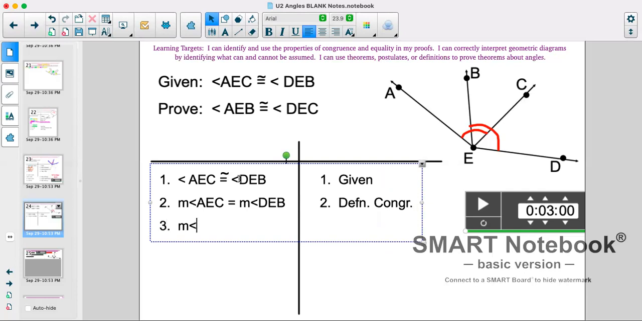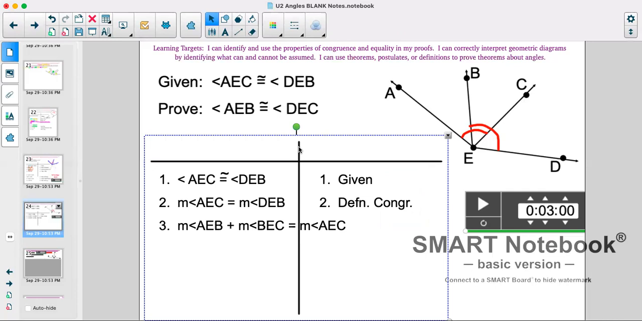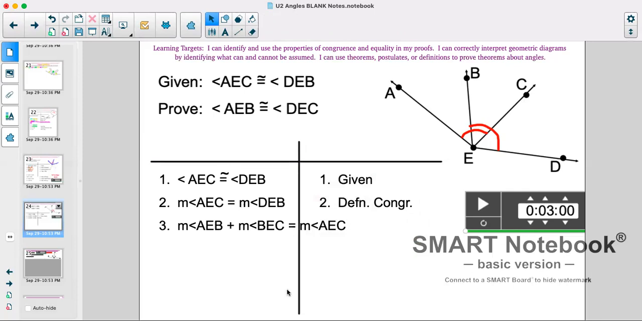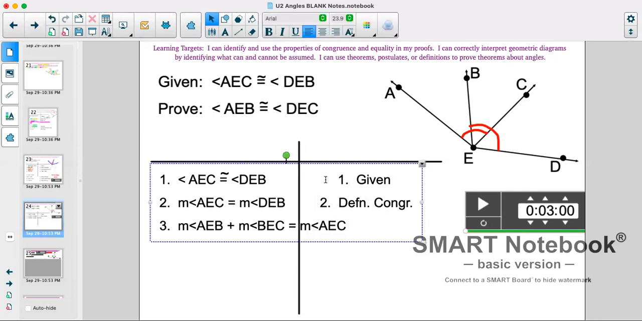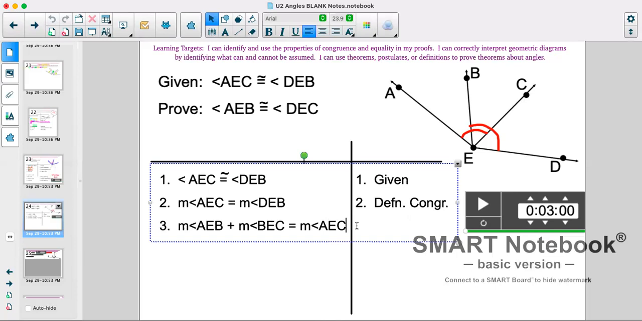Now my next step, I'm going to say the measure of angle AEB plus the measure of angle, let's say BEC, equals the measure of angle, I'm going to use the exact same notation that's given to me, AEC. Could I have rewritten that a different way? Sure. You could have written it as CEA, but then it wouldn't be written exactly like the proof gives it to you, and then you'd have to rework some stuff. So I'm going to advise that you keep the written name of your angles as much as possible, unless the proof demands that you do something else.